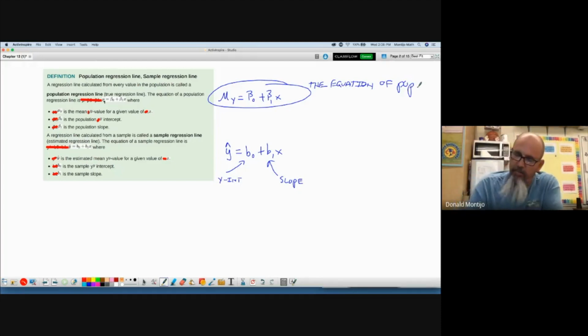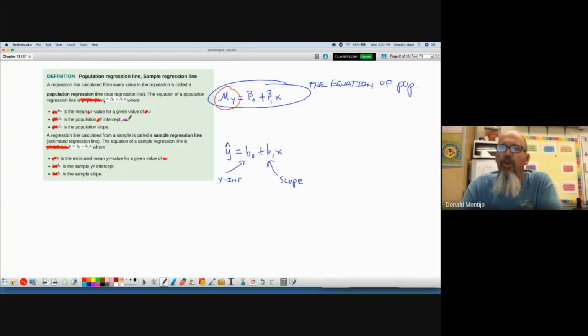Okay. So what is mu sub y? Mu sub y is the mean y value for a given value of x. So if we could take every single data point there is, if we could take the entire population, mu sub y is the y value for any specific given x. It's the mean of all the y values when that one x is given. Beta sub 0 is the intercept of the entire population. It's the true intercept if we had all the data, and beta sub 1 is the true slope.